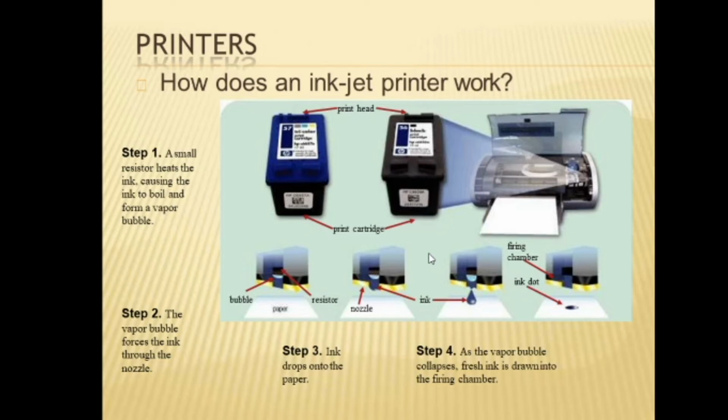The second step, the vapor bubble forces the ink through the nozzles in the cartridge. Third step, the ink drops onto the paper. Fourth step, as the vapor bubble collapses, fresh ink is drawn into the firing chamber.